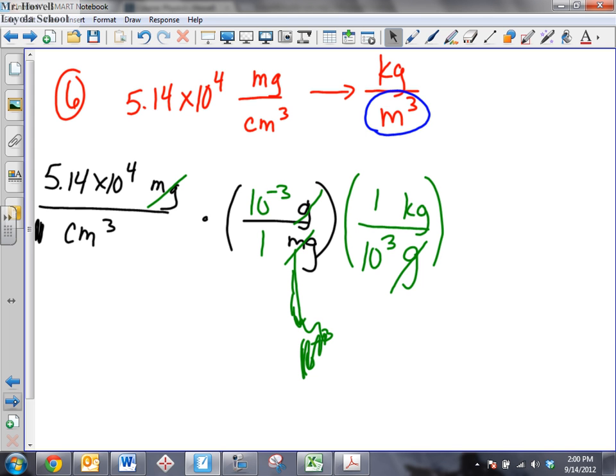Why couldn't we just say... You still have to memorize, you do. But I'm saying to know where to put these numbers. Remember last class? A lot of people were confused. Where does the 10 to the negative 3 go? Does it go up top? Does it go down below? How do we know which one to use?